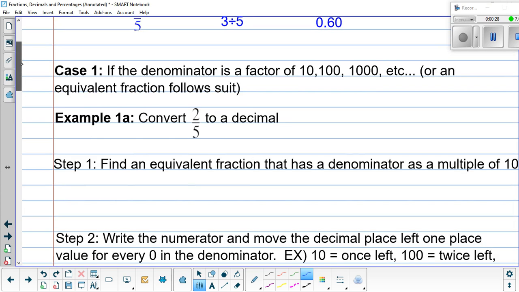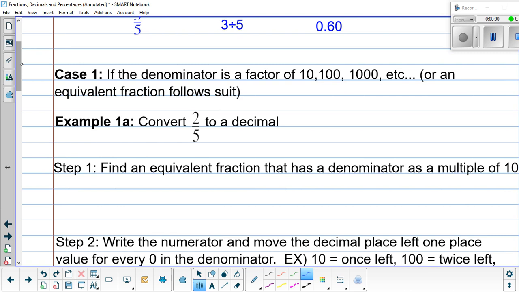So if the denominator is a factor of 10, 100, 1,000, etc., or an equivalent fraction follows suit, which means if we can make it over something like 20 or 30, can we get back over 10, 100, or 1,000 at some point?